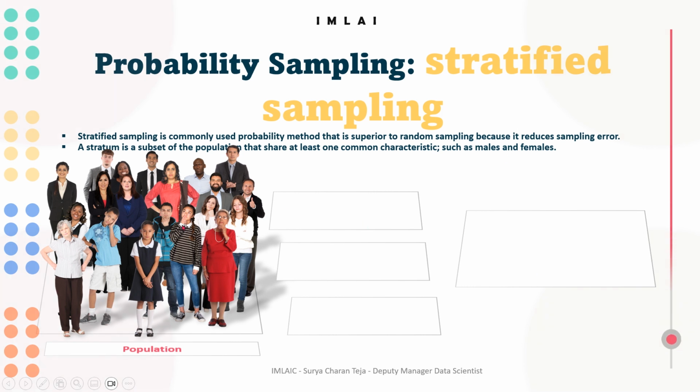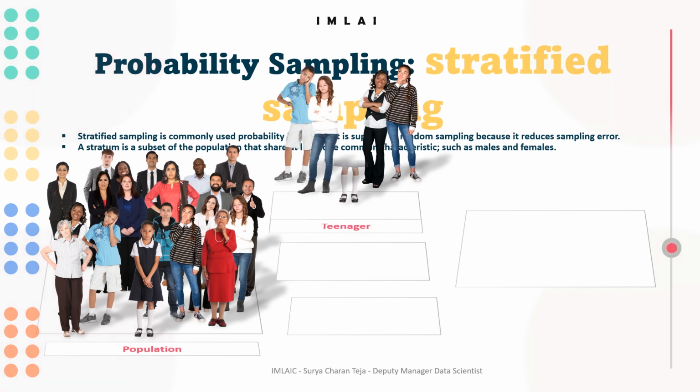To solve these kinds of problems, you need stratified sampling. So how do we do stratified sampling? Once I have identified my subgroups in my population, once I have identified three subgroups, I call them strata. So one stratum is teenagers.